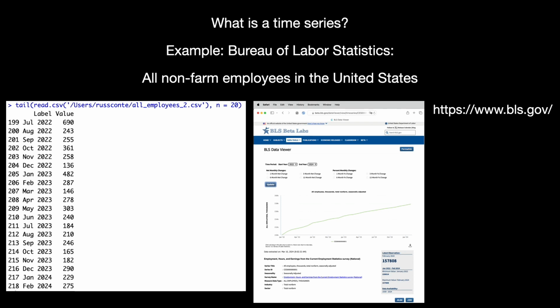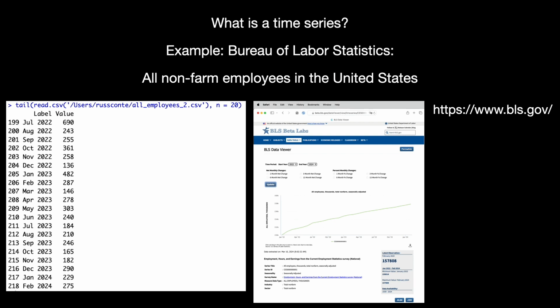So let's back up. What is a time series? A time series is something that changes over time in regular time intervals. And labor data is a great example of this. So I'm going to be using data from the Bureau of Labor Statistics, and we're going to be looking at the number of non-farm employees in the United States. And no, I have no idea why they didn't count the farmers. That seems odd to me.